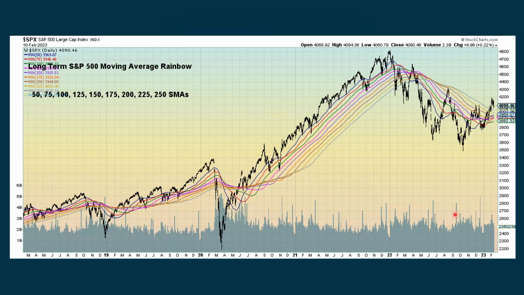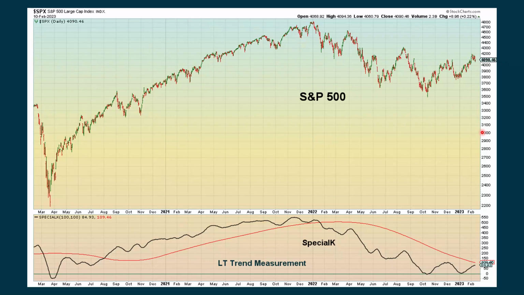Some longer term charts. Here's a 50 through 250 period simple moving average rainbow chart. We're still above all of the moving averages that are plotted here, and they're starting to turn back up. But if we continue to fall, it's going to make this chart look a lot messier. The Special K, which is a very long-term oscillator to understand the trend, is still negative because it hasn't crossed over the moving average yet, but it could be getting ready to do that.